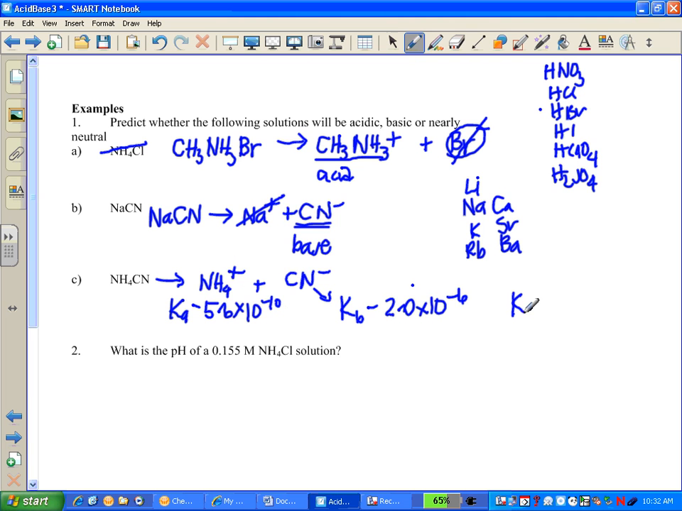Okay, so in this case, the Kb is larger than the Ka. So essentially it's a competition, and that's going to mean that we're going to end up producing more hydroxide ions than we would hydronium ions. And what decides whether a solution is an acid or a base is the relative quantities of the hydroxide and hydronium ions.